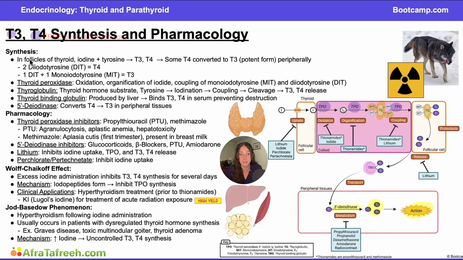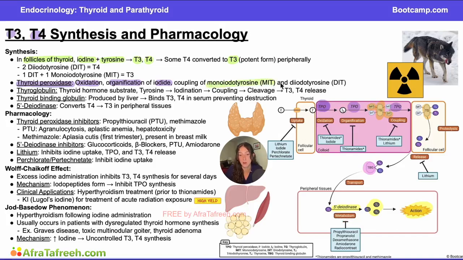Diving into a little bit more of the specifics here, all of this is going on in the follicles of the thyroid. Very generally, we're going from iodine and combining that with tyrosine to make T3 and T4, and then T4 is of course converted to T3, the more potent form peripherally. Thyroid peroxidase is going to be that enzyme that we saw over here that is responsible for the oxidation, organification of iodide, as well as coupling our monoiodotyrosine and diiodotyrosine. So let's quickly talk about the coupling of our monoiodotyrosine and our diiodotyrosine.